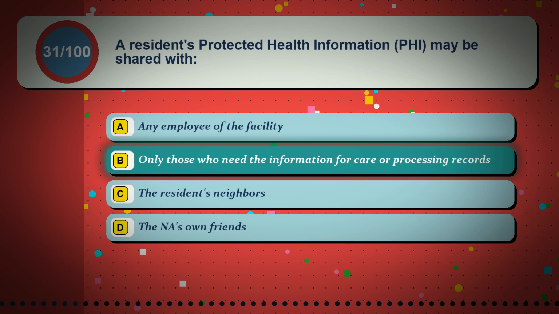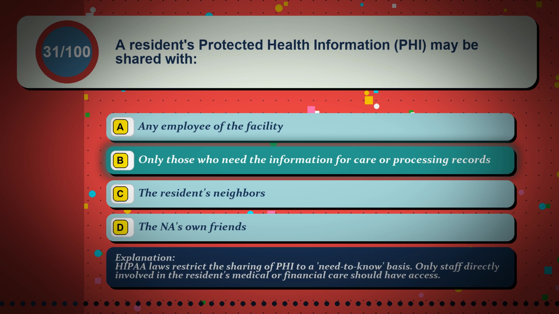The correct answer is option B, only those who need the information for care or processing records. HIPAA laws restrict the sharing of FI to a need-to-know basis. Only staff directly involved in the resident's medical or financial care should have access.